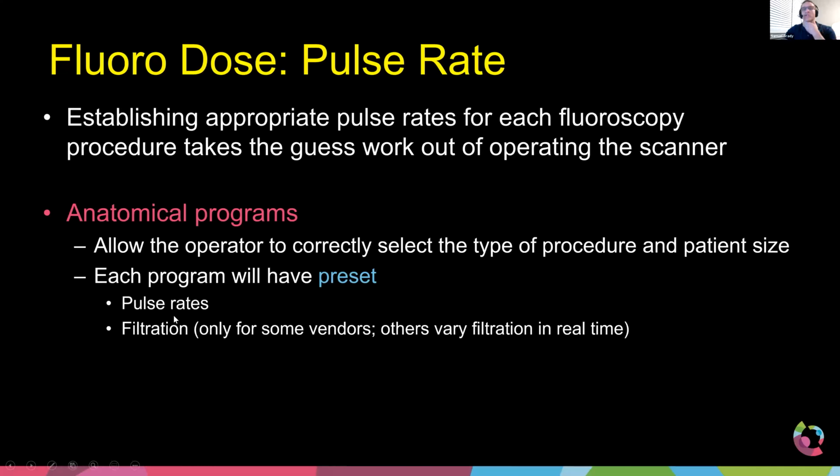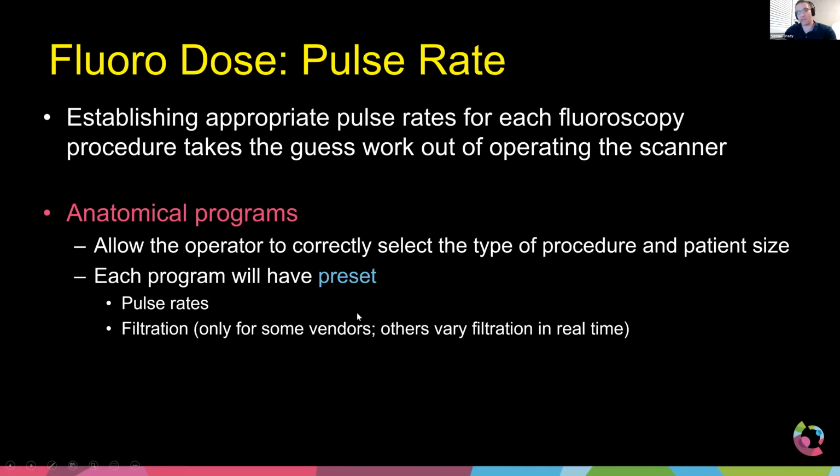In a video swallow, we're going to have a higher pulse rate. If we're doing a line placement, a PICC line or something, we don't need a lot of pulse rate. We can do a 2, we can even do pulse rates down to 3 pulses per second or 1 pulse per second. We need to set the system so it has the right kind of filtration.